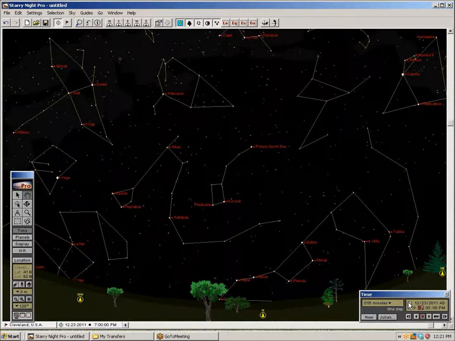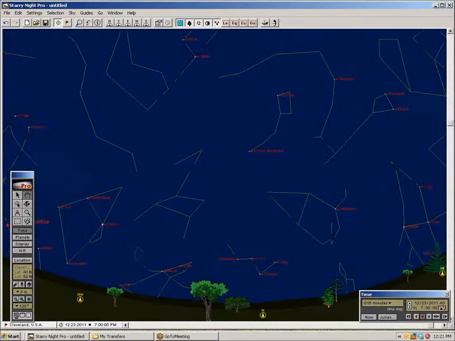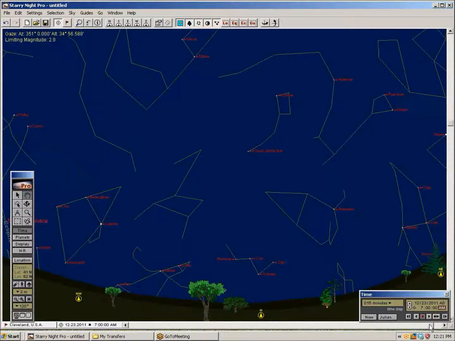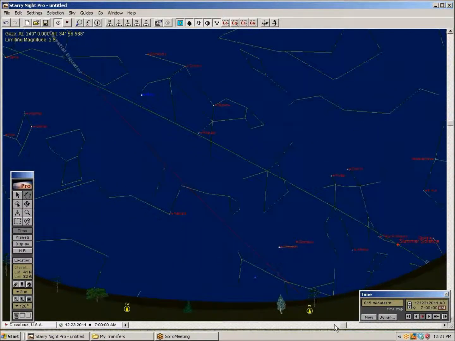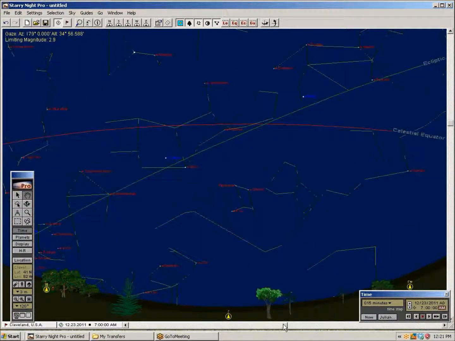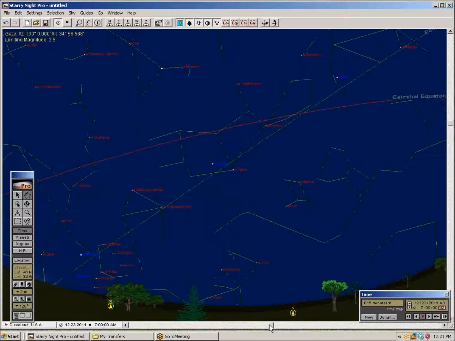So our next event is Mercury's greatest western elongation on December 23rd. If Mercury is traveling west of the sun, it is going to rise first. So let's change this here to 7 a.m. We're on the 23rd. We need to go back and face south to see the ecliptic. And sure enough, there's Mercury above the horizon.